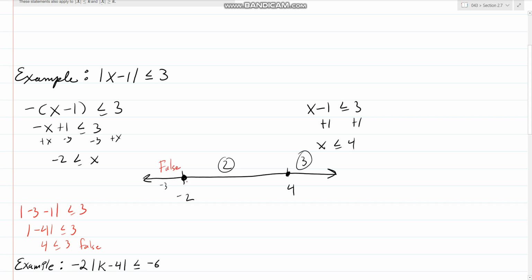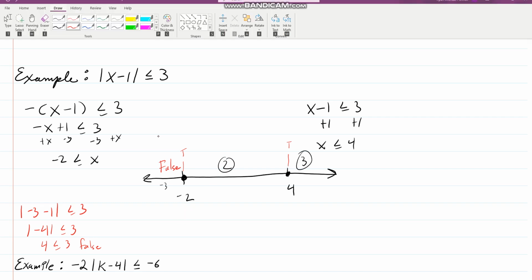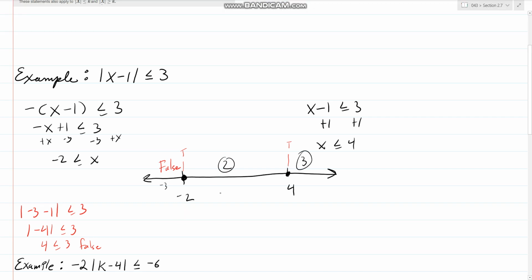Now you can plug in negative 2, but you can see what's going to happen is that it's going to equal perfectly, and that's going to happen for both of them. So this part's true, and this part is also going to be true. But we need to check region 2. I need to pick a number that's in between negative 2 and 4. How about 0? That always makes the arithmetic easy. So the absolute value of 0 minus 1 is less than or equal to 3. That's the absolute value of negative 1, which is 1, less than 3, and that is true. So this region is true.